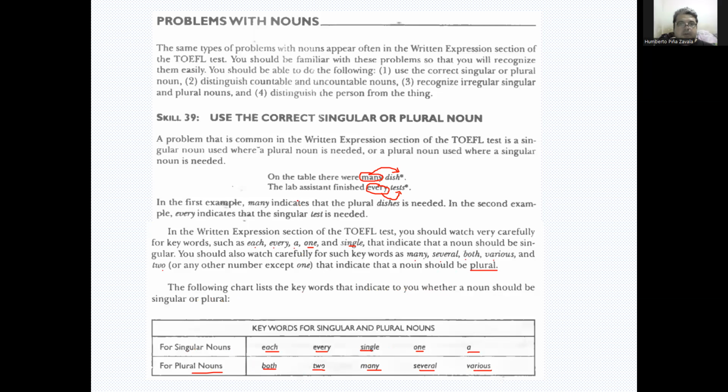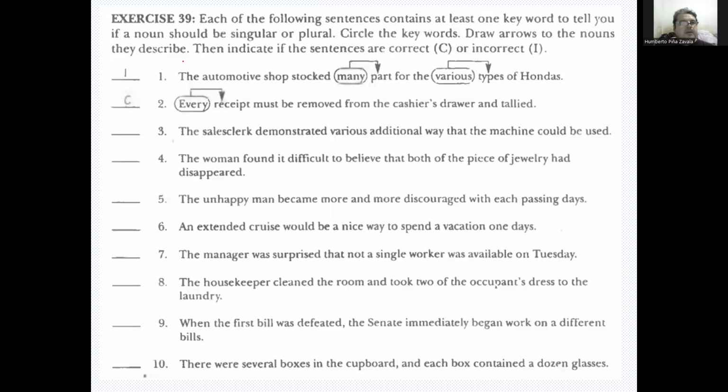Okay, so that's to know when to use a singular or plural. Now, in the exercise, each of the following sentences contains at least one keyword to tell you if a noun should be singular or plural. Circle the keywords. Draw arrows to the nouns that they describe, and indicate the sentence as correct or incorrect.